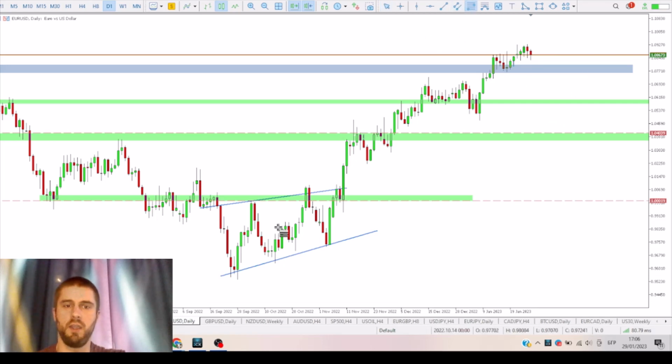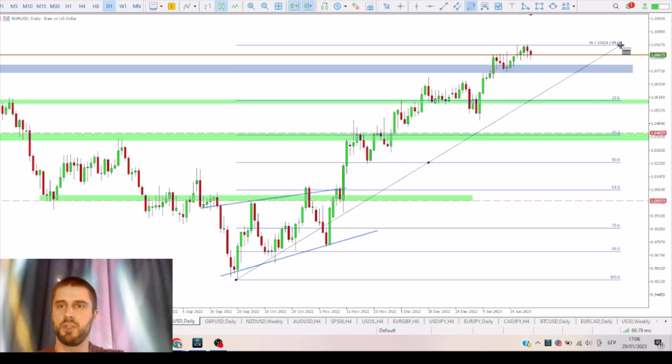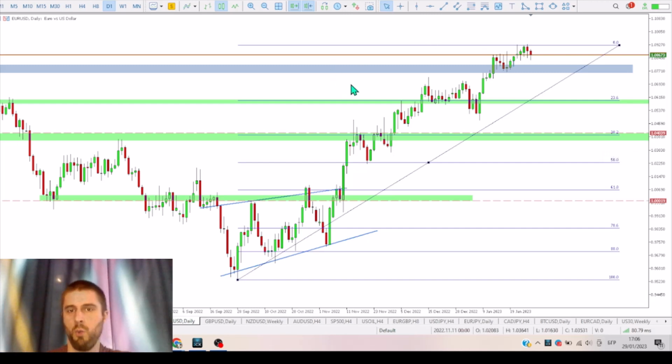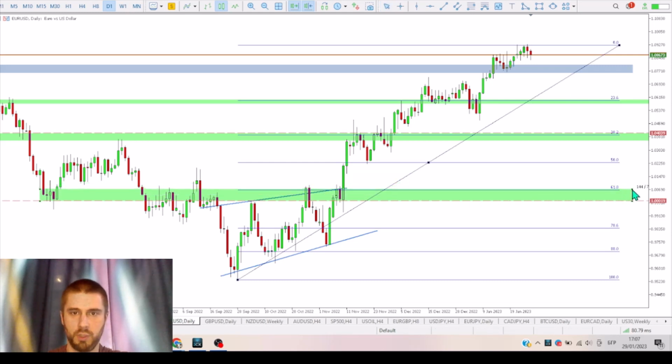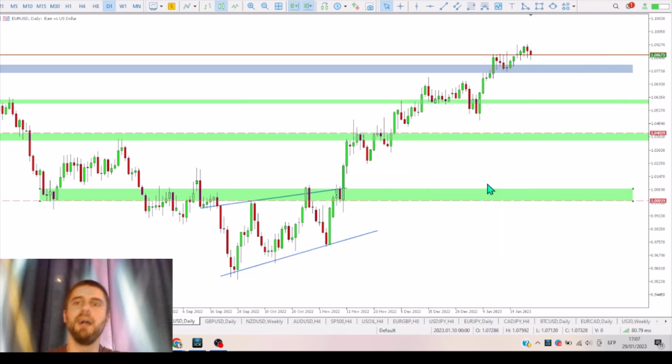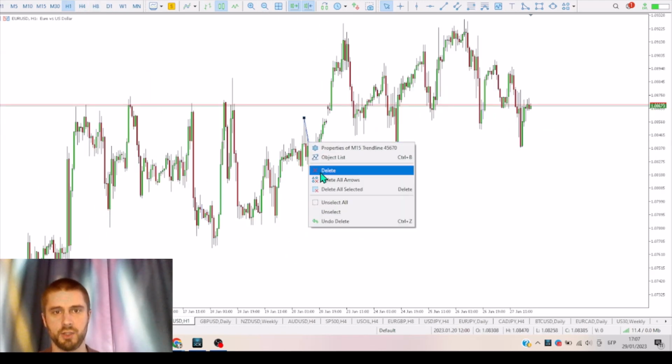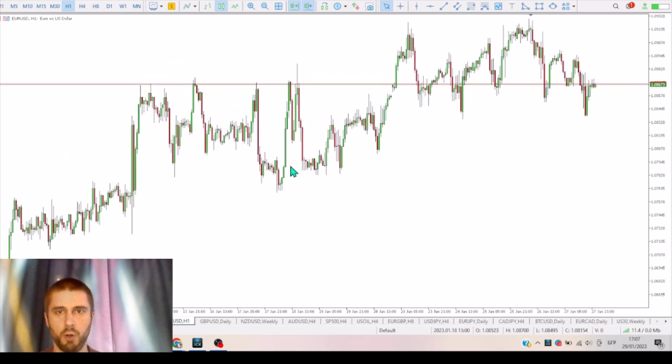What else? If we start making some serious corrections, we see two of the levels align with the support and resistance that we have drawn. We can also pay attention to this area right here. And let's see what the market will show us. So this is not the most interesting market yet. We can scalp on the 1 hour chart, the 4 hour chart. As you can see, very interesting price action on the 1 hour chart.